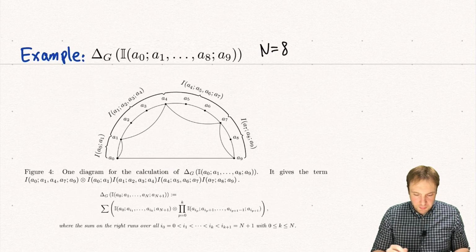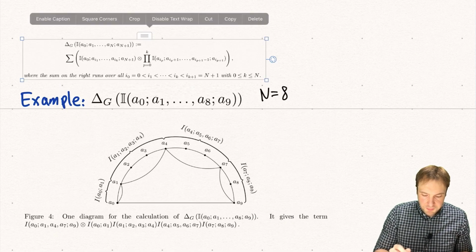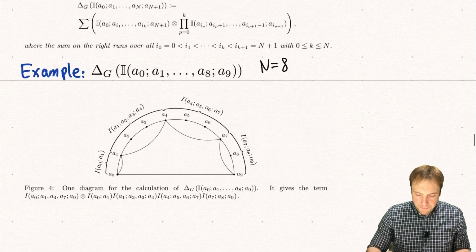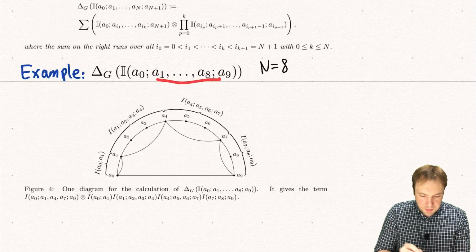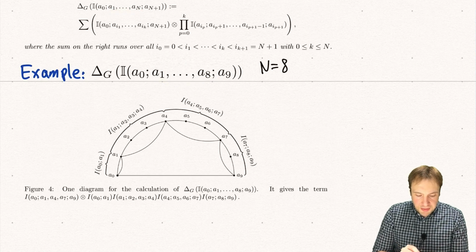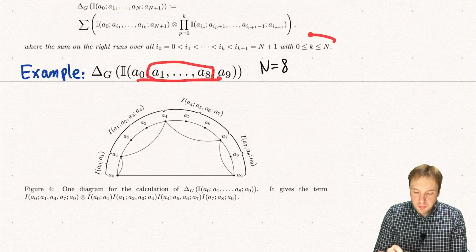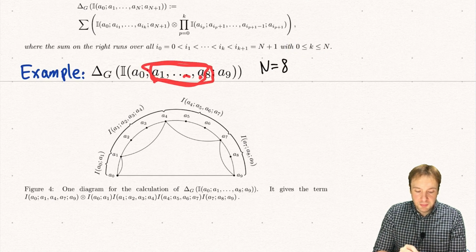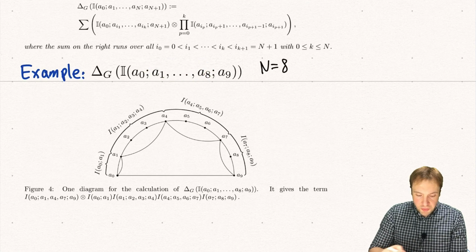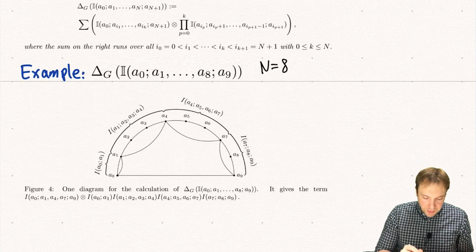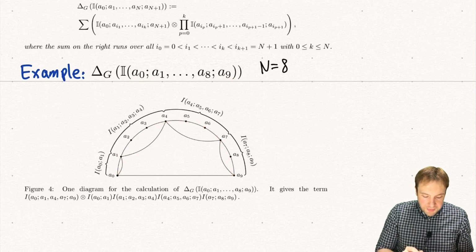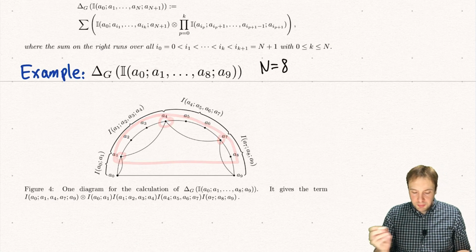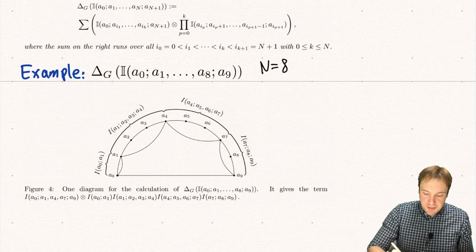Or maybe I put it on top. So here is the definition of the coproduct formula. Here we have the case n equals 8. And now the statement is we need to take the sum over all k going from 0 to 8, and we need to choose k of these positions here. So to calculate this, you write these numbers a0 up to a9 on this half circle here. And then you need to choose k from these eight positions. So in this case, k equals 3.